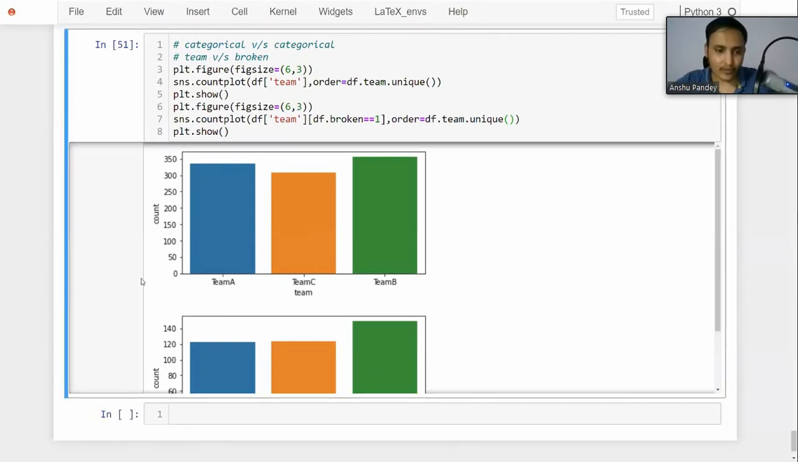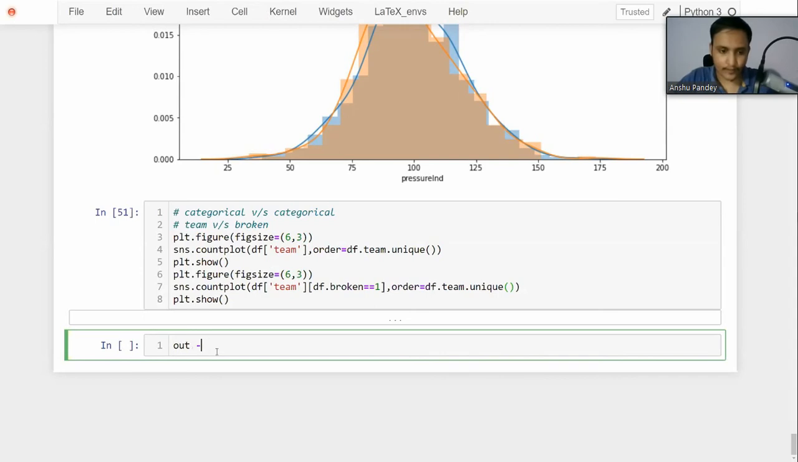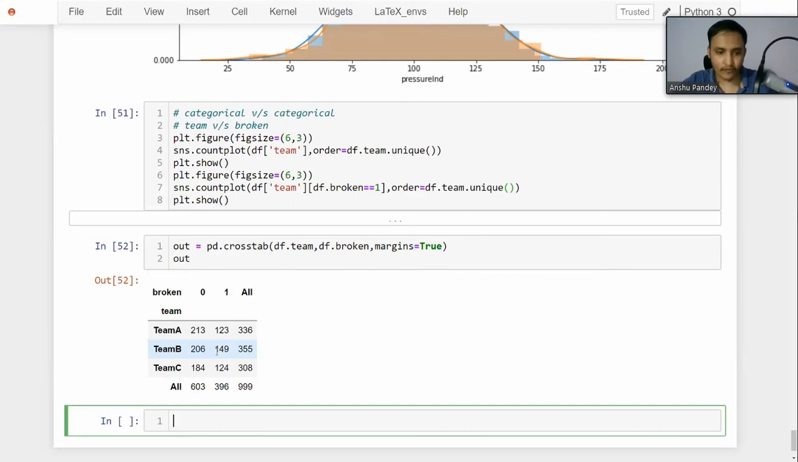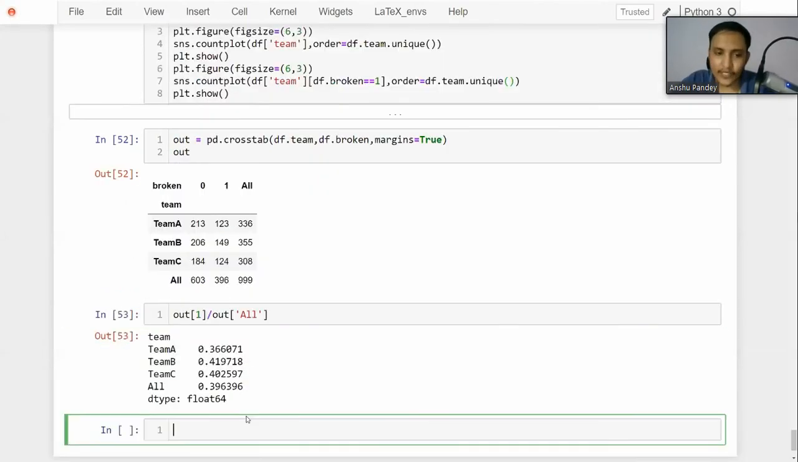Maybe you want to check out the actual values over here. For that, we can also do, let's say, out equals pd.crosstab(df.team, df.broken, margins=True). Right, so this is what we have, and it simply shows the number of machines which are damaged and not damaged, operated by team A, and similarly for team B and team C. To look at the probability or percentage, we can simply say out divided by out of all. So looking at the percentage of damaged machines by teams A, B, C, as you can see, for team A the damage percentage is the least, which is a little higher for team B and team C.